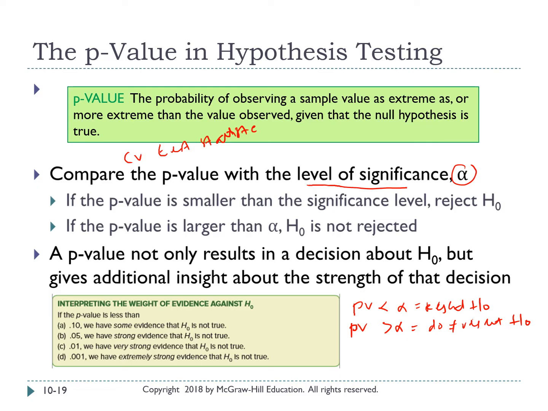What is this PV actually? PV is the probability of observing a sample value as extreme as or more extreme than the value observed, given that the null hypothesis is true. So you don't really have to worry about the definition of PV, as long as you know how to apply the PV rules. That is sufficient for you. Since you know that PV and CV serve the same purpose, you can choose whether you want to use PV or CV.